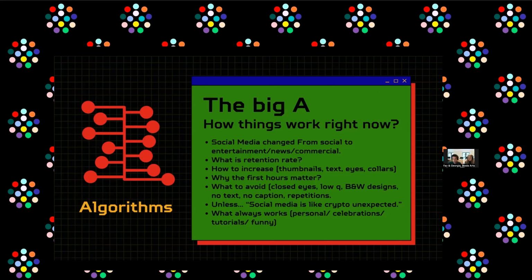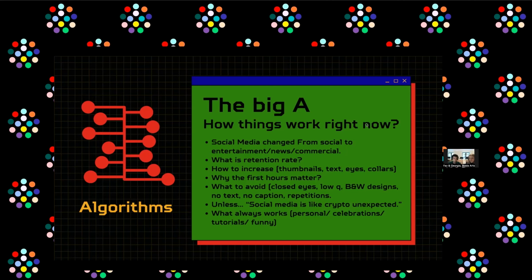And then again, we have here what to avoid. Of course, closed eyes, landscape, low quality images, and for some reason also black and white designs don't perform well at all. If you post a video with no text or no caption, or just an image with no caption, yeah, this is not good.